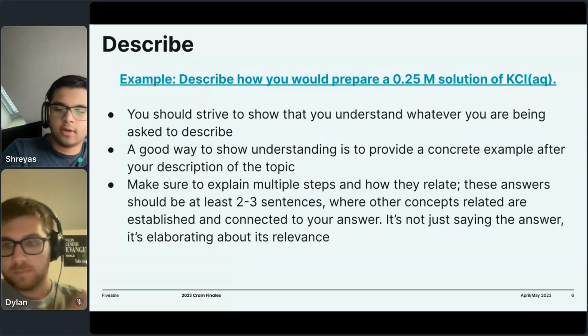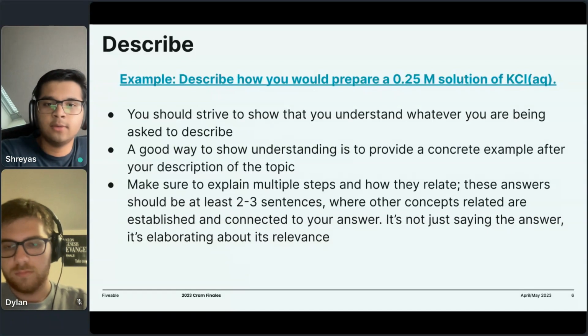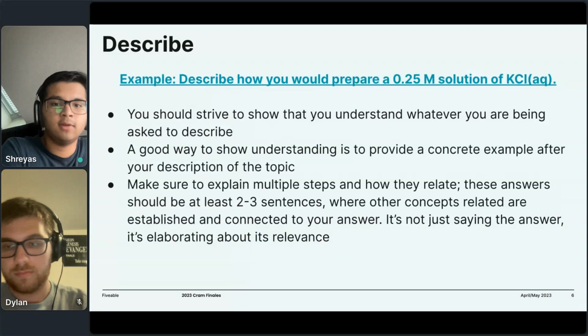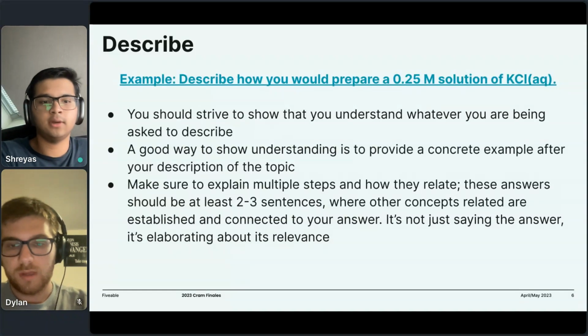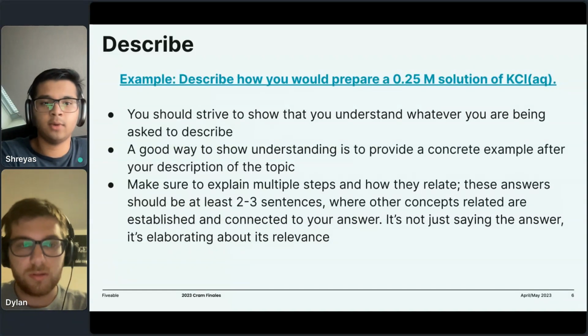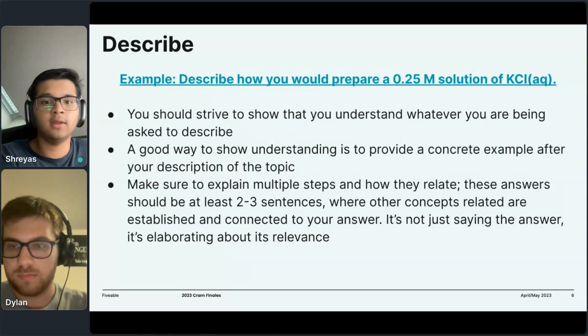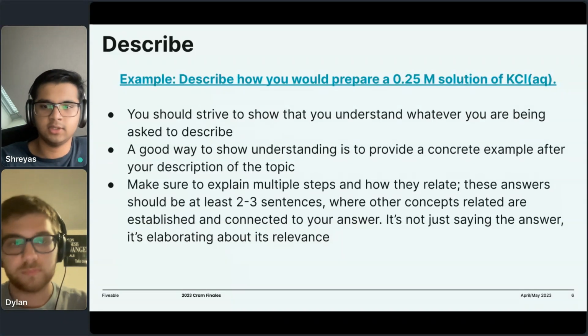And our next word is describe. Describe will be bolded too, I believe. An example is describe how you would prepare a 0.25 M solution of KCl. You should strive to show that you understand whatever you're being asked to describe. And remember, always write in complete sentences throughout describe questions, and you should also try to provide a concrete example after your description of the topic or the question.